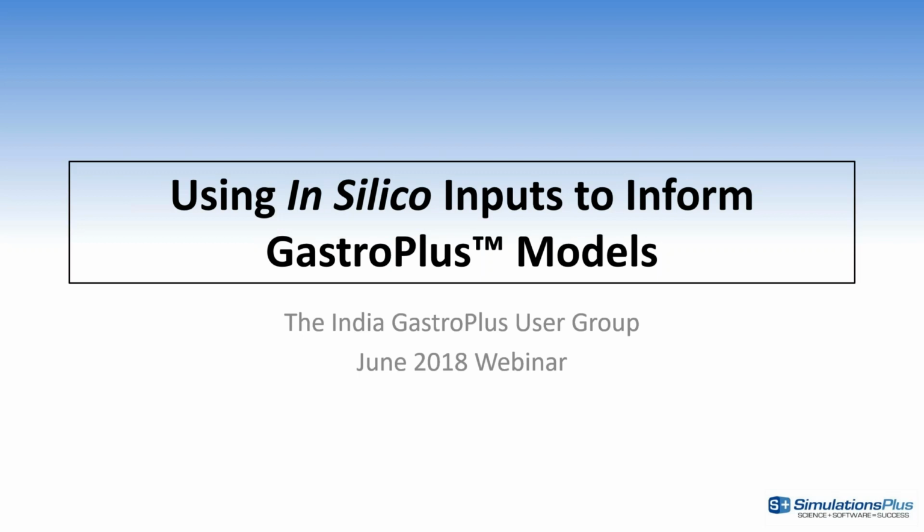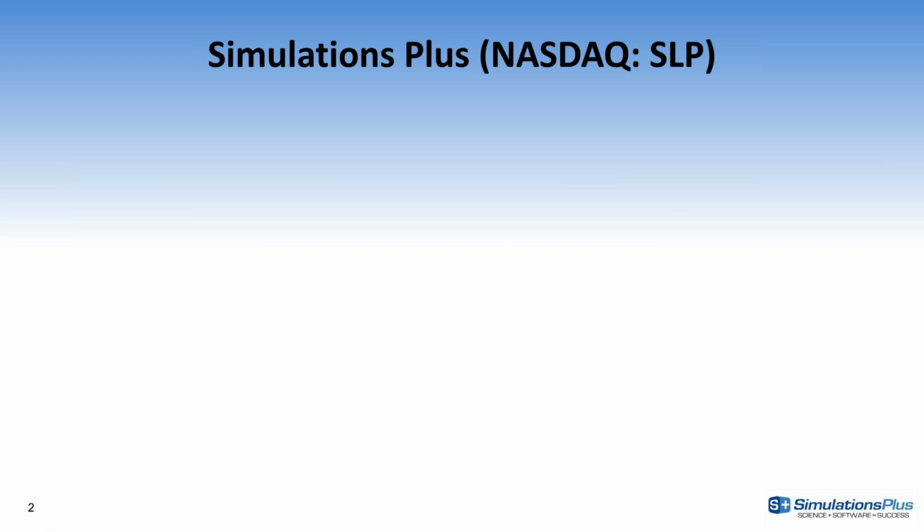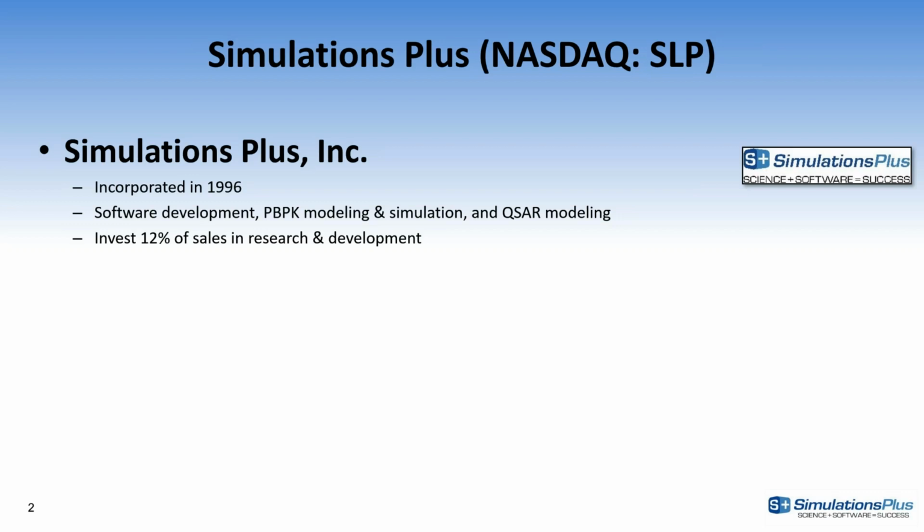This next slide is simply an overview of Simulations Plus, just to introduce you. We are a publicly traded company. Our symbol is SLP, and we're on the NASDAQ. We were incorporated in 1996. We're a software development company with expertise in PBPK modeling and simulation and QSAR modeling. And we invest 12% of our revenue back into research and development.